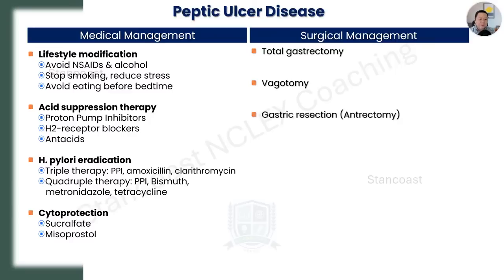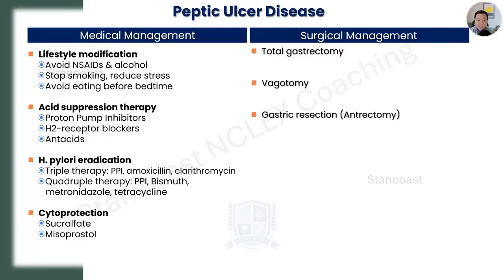Now, we have another surgical procedure, gastric resection or the antrectomy. Take note that the antrum of the stomach is the primary site where gastrin, the hormone stimulating acid production or secretion, is produced. Removing the lower portion of the stomach can reduce gastrin production and overall acid secretion, to prevent recurrence.